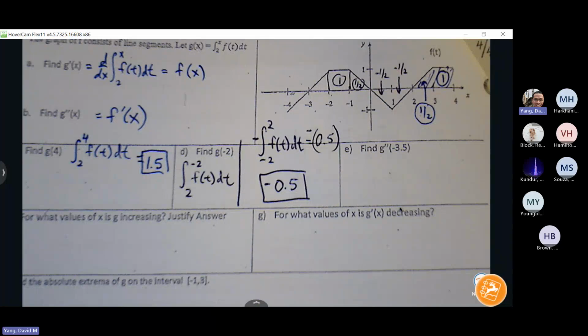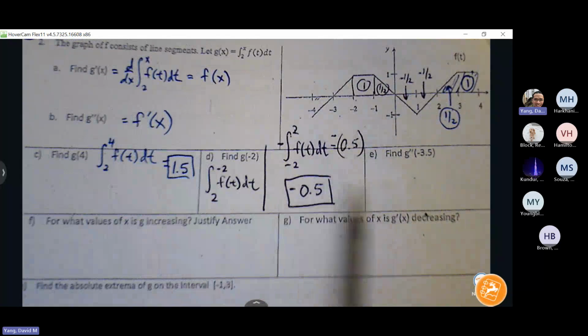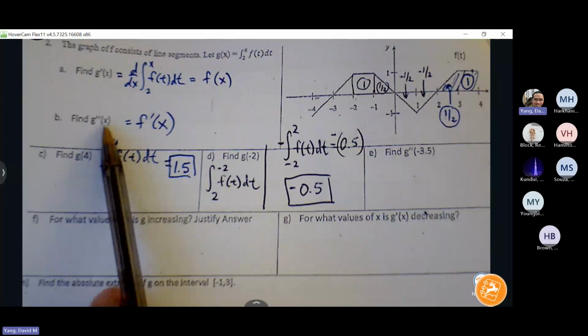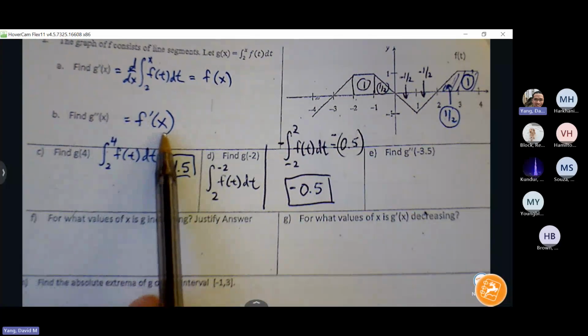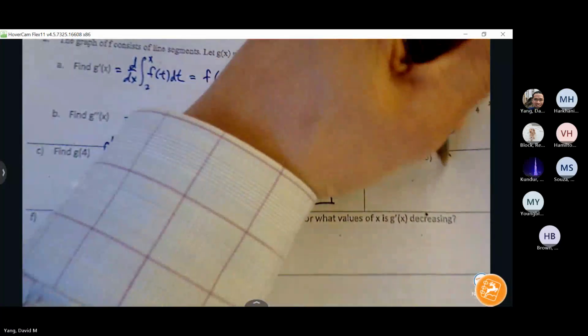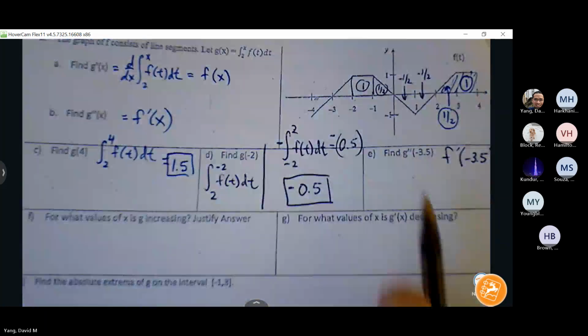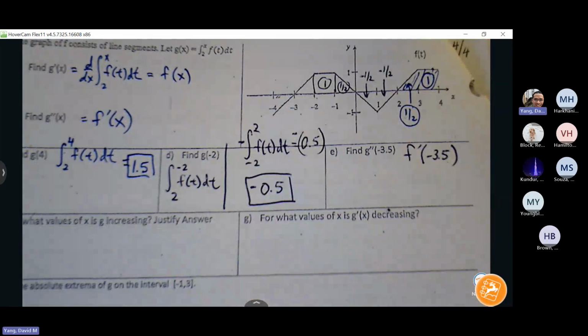Okay, next up, find g double prime of -3.5. So let's look to see what definition we want to use. We want to use this one. So g double prime of -3.5 is f prime of -3.5. So we go to -3.5. I'm going to highlight that point there.